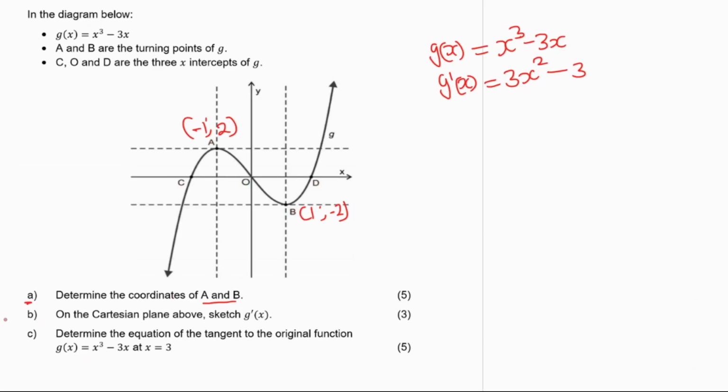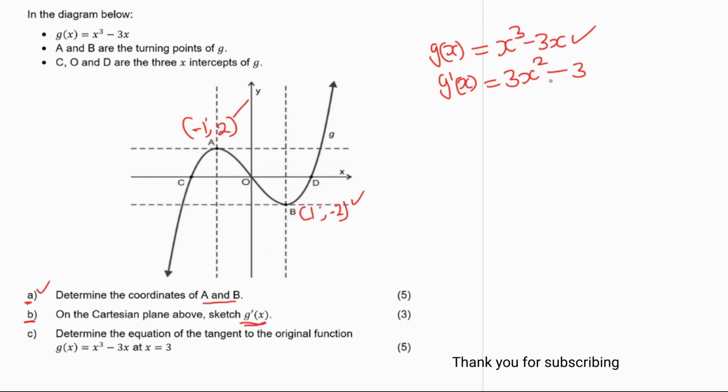Welcome back. Let's do question 5b. G of x is equal to x cubed minus 3x. We have it there. Then A and B are the turning points of G. We managed to find the coordinates of the turning points in the previous question. And then C, O, and D are the x-intercepts of G. Okay, so now it says, on the Cartesian plane above, sketch the graph of the derivative of G of x.